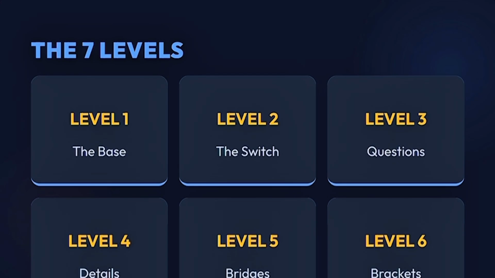Level 3 is the question: how to build a sentence when you have a question mark, when, where, with whom. Level 4 is details, when we want to say more using more nouns, adverbs and verbs. Level 5 is bridges. We will learn how to build a sentence using many verbs in the same sentence. And level 6 is brackets. You will know how to construct a sentence using linking words like but, however, also.